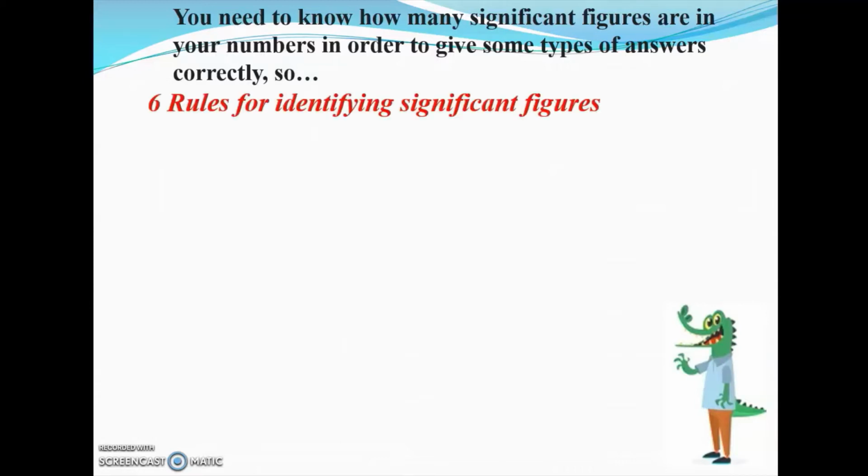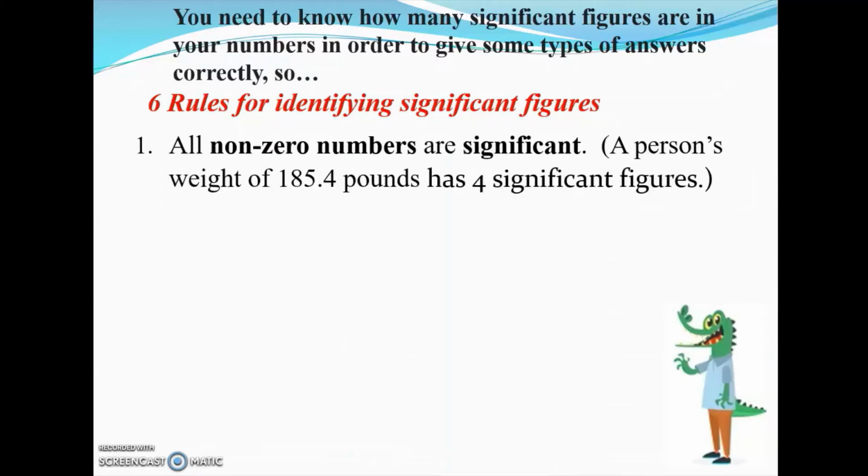Rules for identifying significant figures. Okay, the first one I'm putting up is going to be the most obvious, which is that all non-zero numbers are significant. If it's not a zero, it's significant. If somebody weighs 185.4 pounds, that's 4 significant figures.